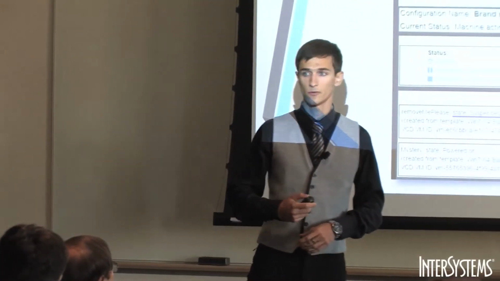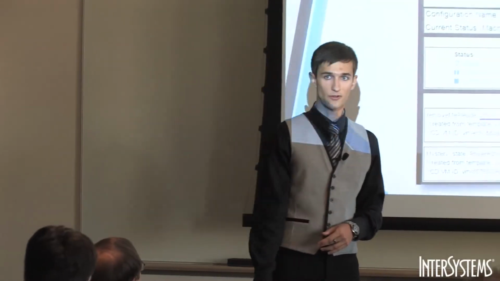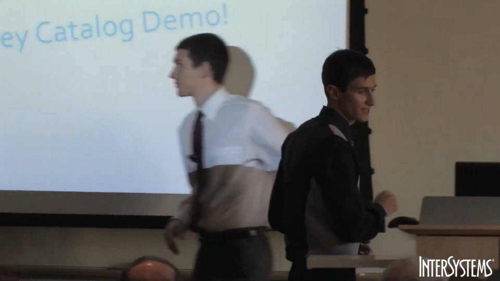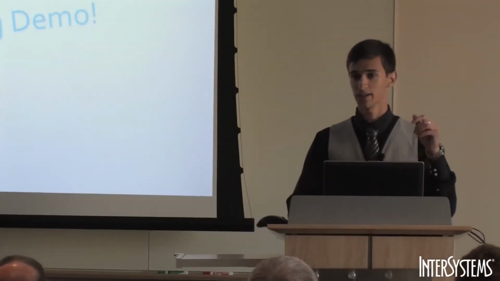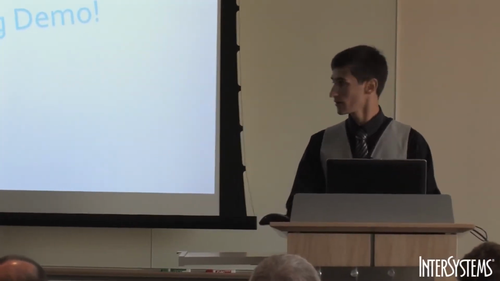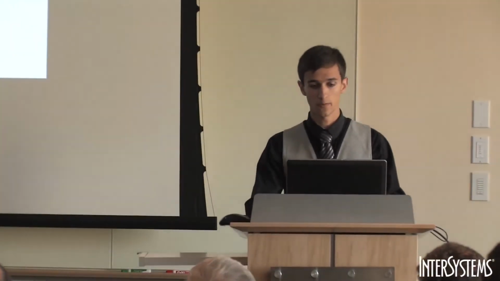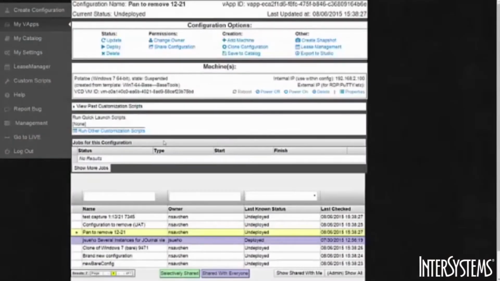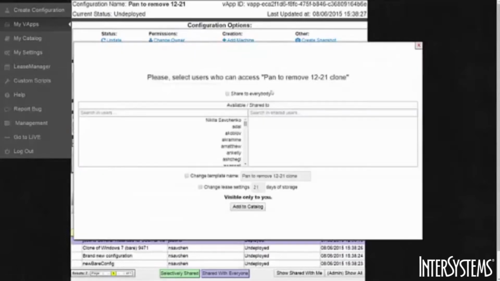But the main work for my summer was based on the catalog, and now I'm going to show you what this is. This is a small demo of how the catalog works. So the catalog is the new page in vMonkey, but first, from the configuration page, now we are able to create a template of this configuration by clicking the Save to Catalog button.